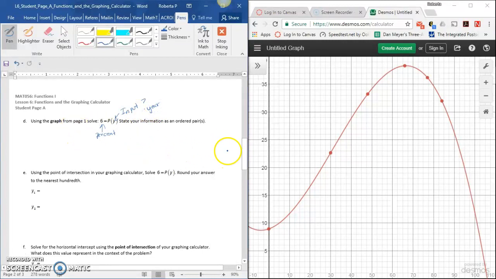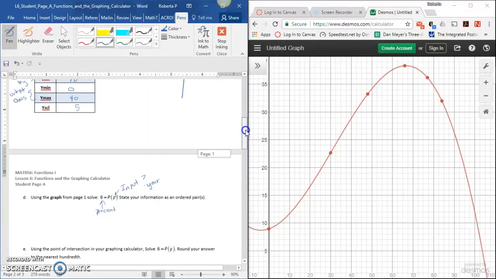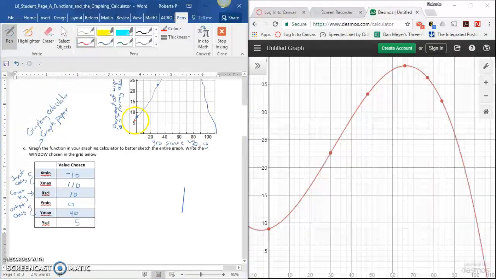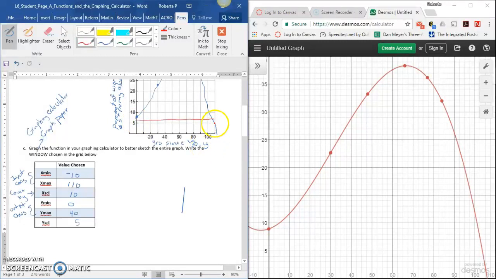And so we want to use our graph. So we're going to go back up to our graph. And I'm going to just kind of try and draw this line. We've done this in the past. And draw that over. And it looks like, in terms of my graph, it looks like probably 108. And so I'm going to go back down.